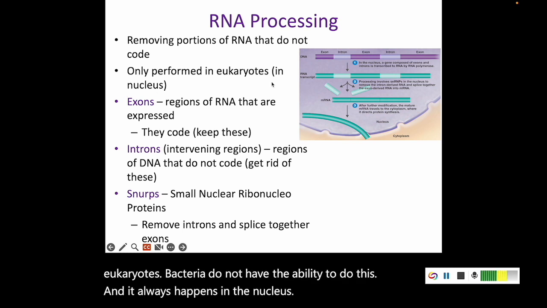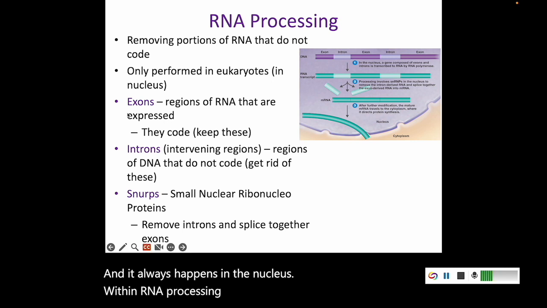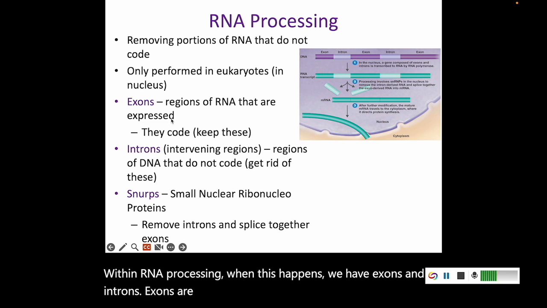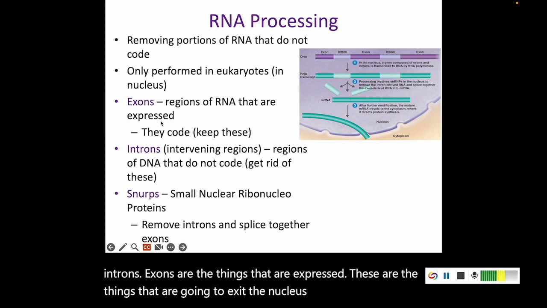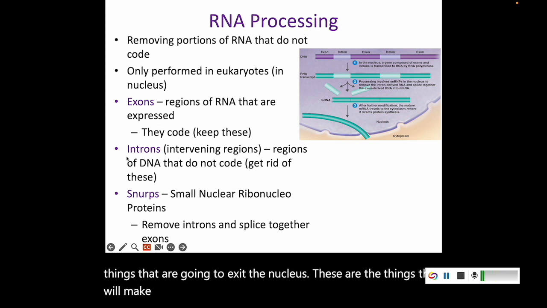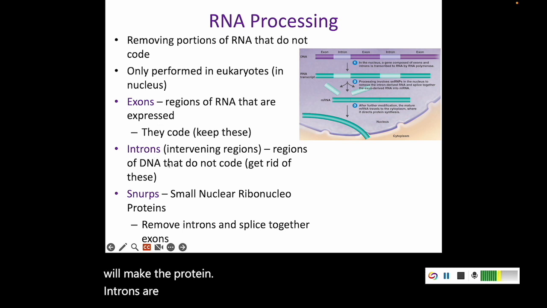Within RNA processing, when this happens, we have exons and introns. Exons are the things that are expressed. These are the things that are going to exit the nucleus. These are the things that will make the protein. Introns are intervening or in the way. They stay in the nucleus. The introns are going to get chopped up.